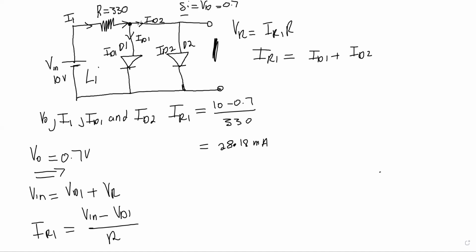So when the current flows in these three directions, what will happen? The current will flow to D1 and D2. And since the current will flow to D1 and D2, D1 and D2 will have the current. Now, is the current the same or not the same?